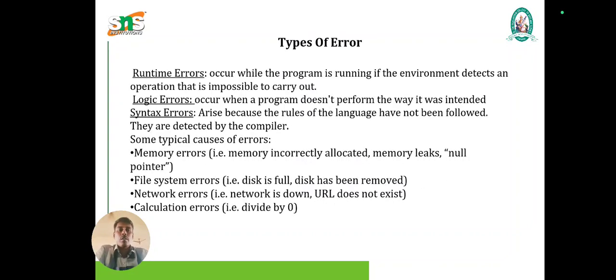Types of error: runtime error, logical error, syntax error. The runtime error occurs while the program is running if the environment detects an operation that is impossible to carry out. The second one is logical error. It occurs when a program does not perform the way it was intended.